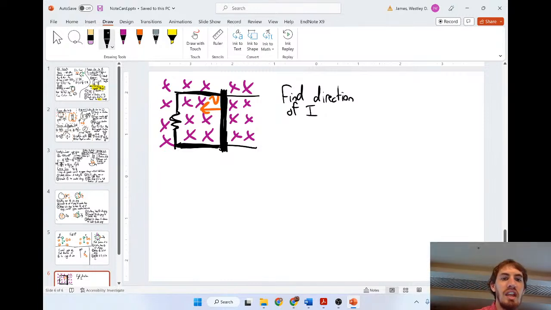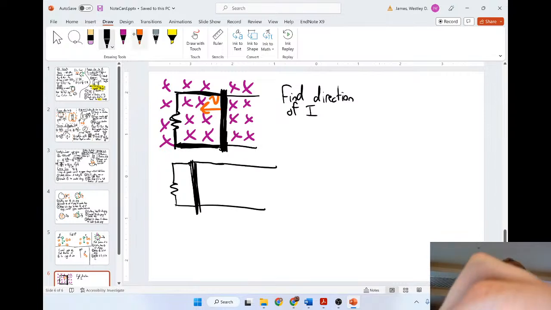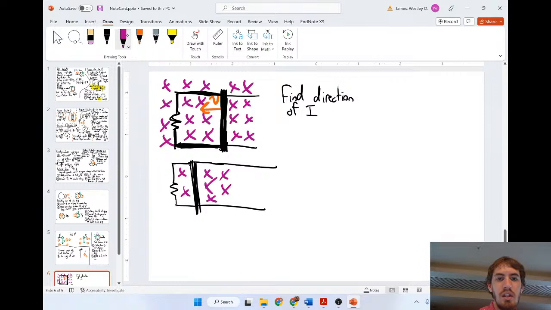So I'm going to draw the same picture. And this is a strategy you all can use. I'm going to draw the picture just a little bit later. Did I get more field lines or less in my enclosed loop? In my enclosed area?